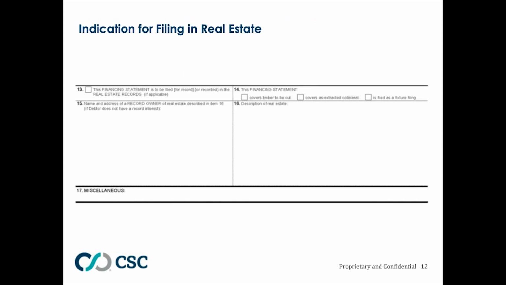Here's an example of the UCC1 addendum form. Now, if you look carefully here, you will see the check boxes. Here's the check box for indicating it's to be filed in the real estate records. In item 14 here, we have check boxes to indicate the type of collateral if it's not already indicated in the collateral statement. You have fixtures, timber to be cut, minerals to be extracted. There is a field here for the record owner, if there is not an owner of record, and a spot for the legal description.